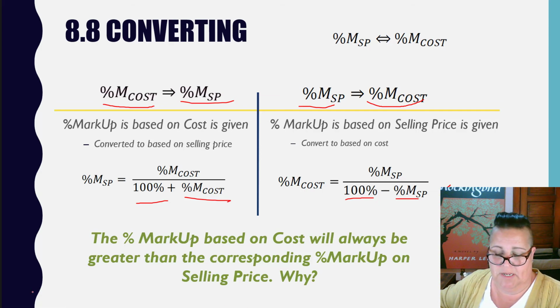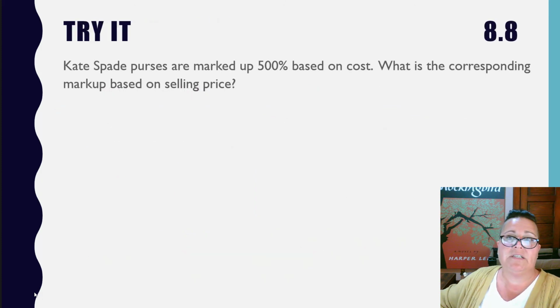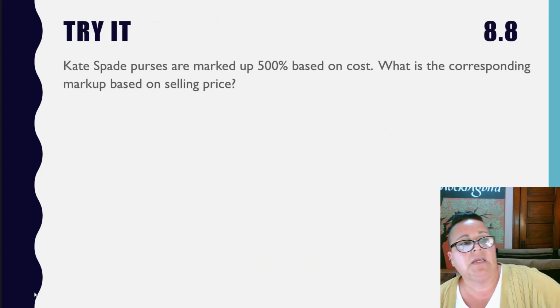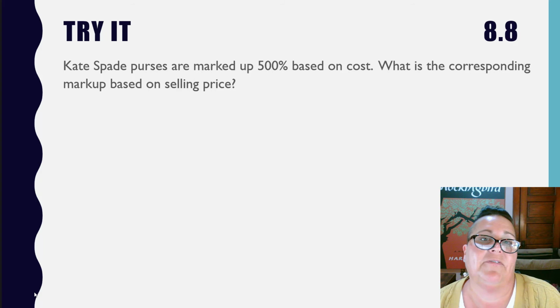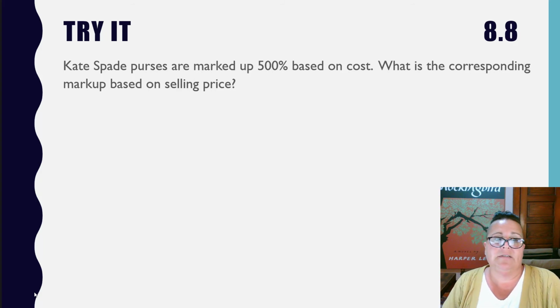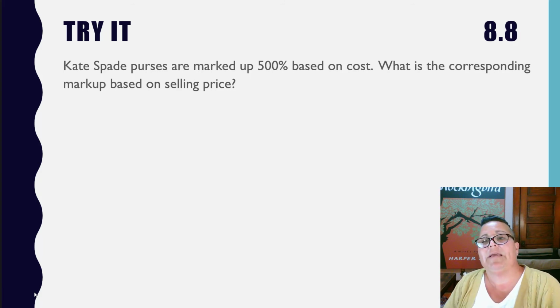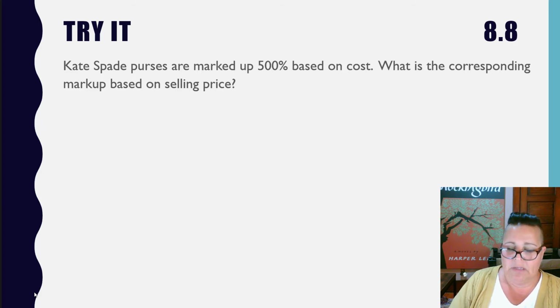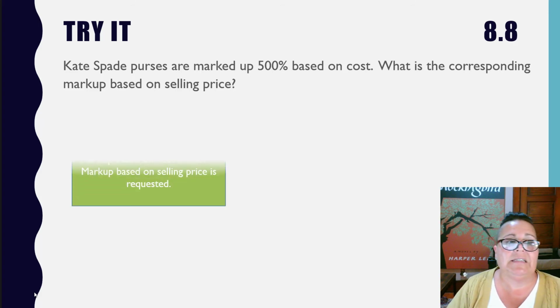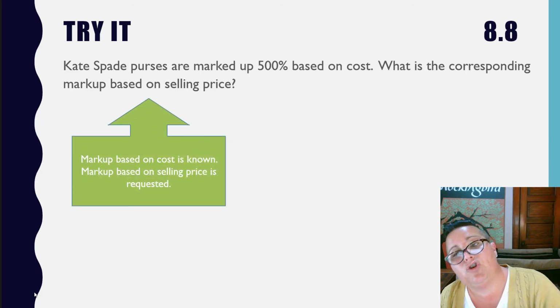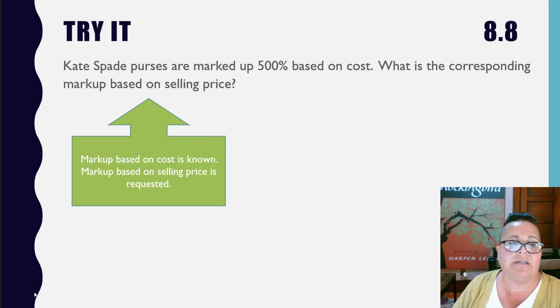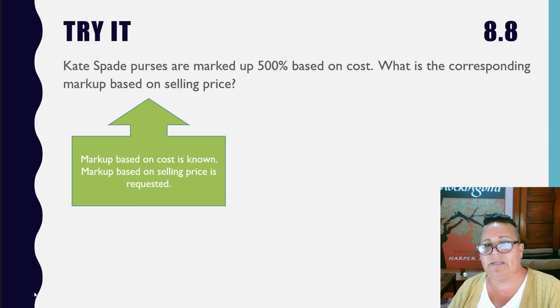All right, let's try the next one. So let's try a few examples of this. Kate Spade purses are marked up 500% based on their cost. What is the corresponding markup based on selling price? So in this particular case, our markup based on cost is known. Our markup based on selling price is what's being requested.